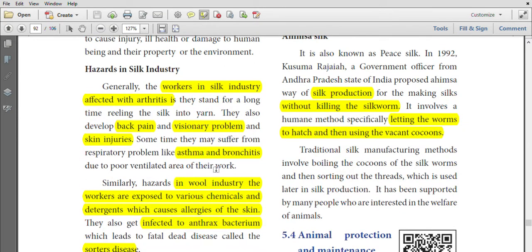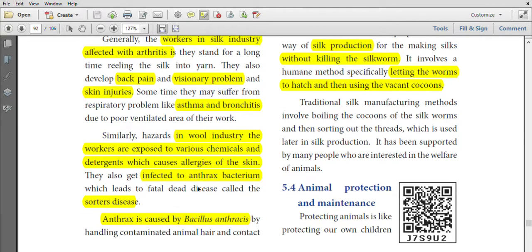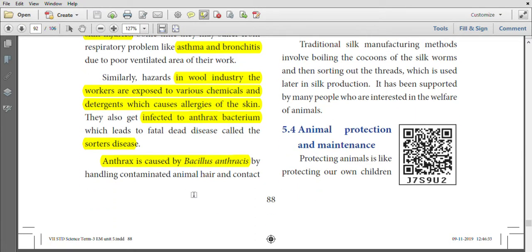Hazards in the silk industry. Workers in the silk industry are affected with arthritis, back pain, vision problems, skin injuries, asthma and bronchitis. In wool industries, the workers are exposed to various chemicals and detergents which cause skin allergies. Also, they are infected with the anthrax bacterium. It is a fatal disease. It is called Sorter's disease.